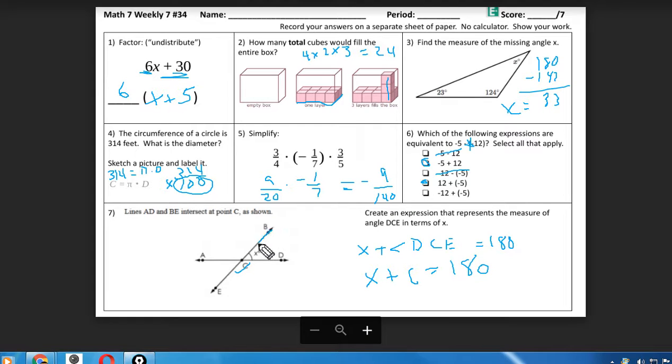You might get it wrong, but this is basically what it's saying. It's saying I have a straight line right here. And if I have a straight line, this angle plus this angle is going to equal 180 degrees. Well, this angle is x, and this angle is c, so it has to equal 180.